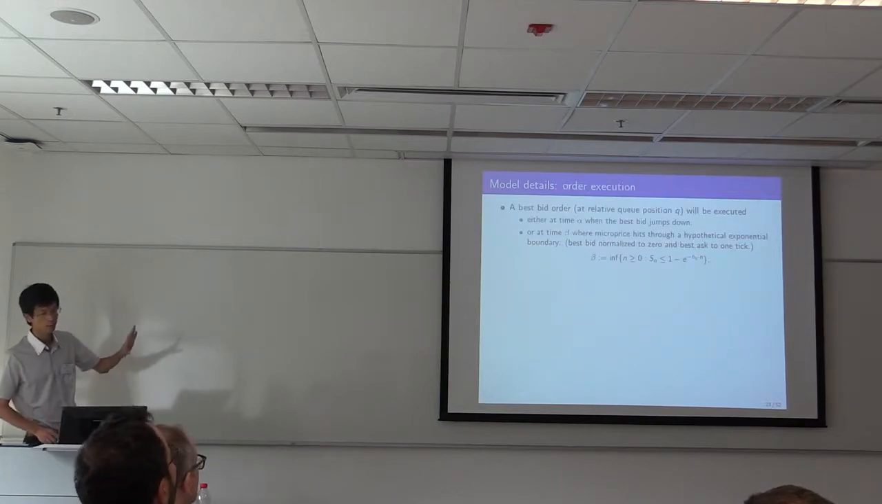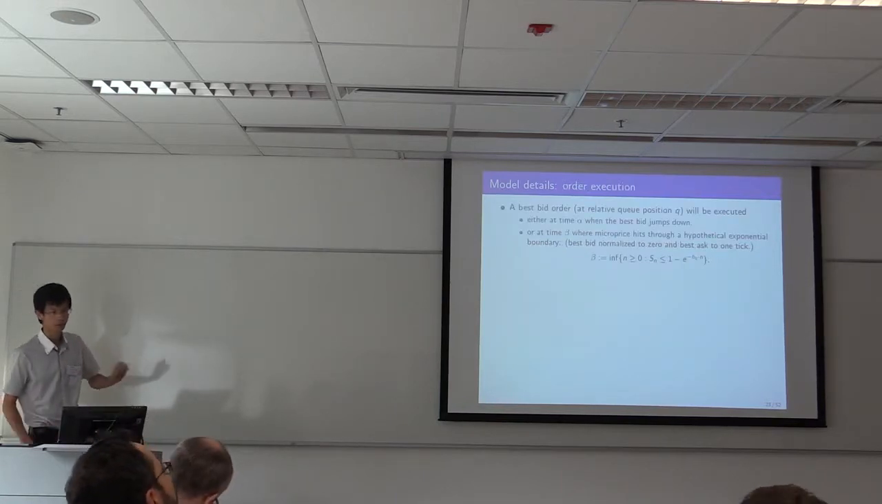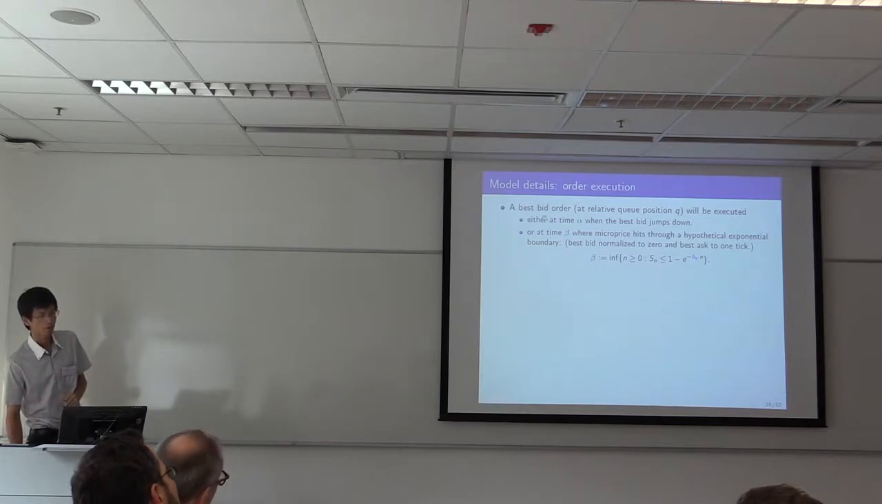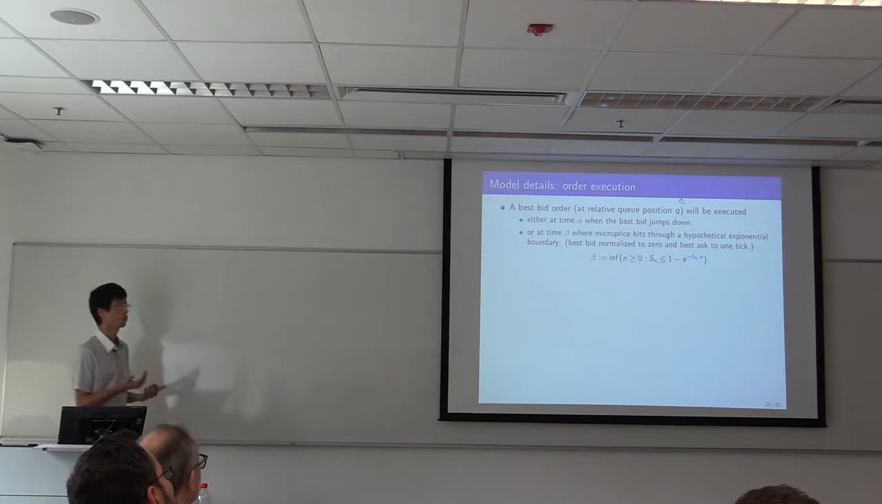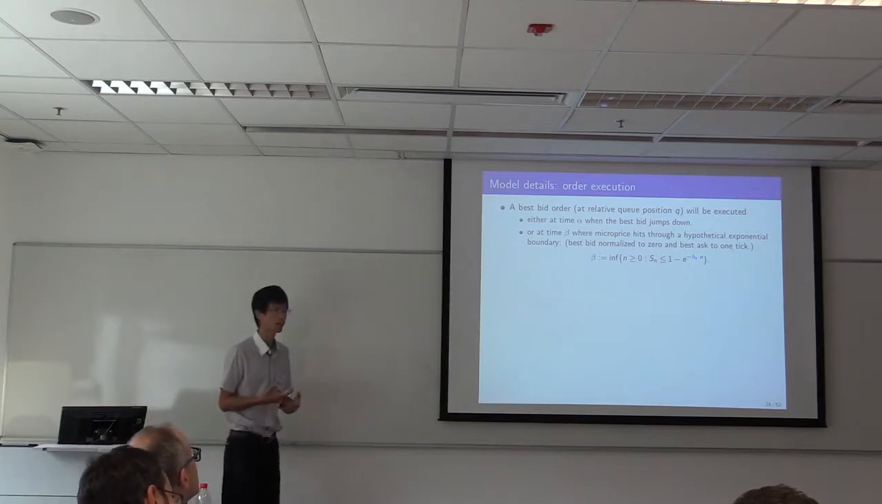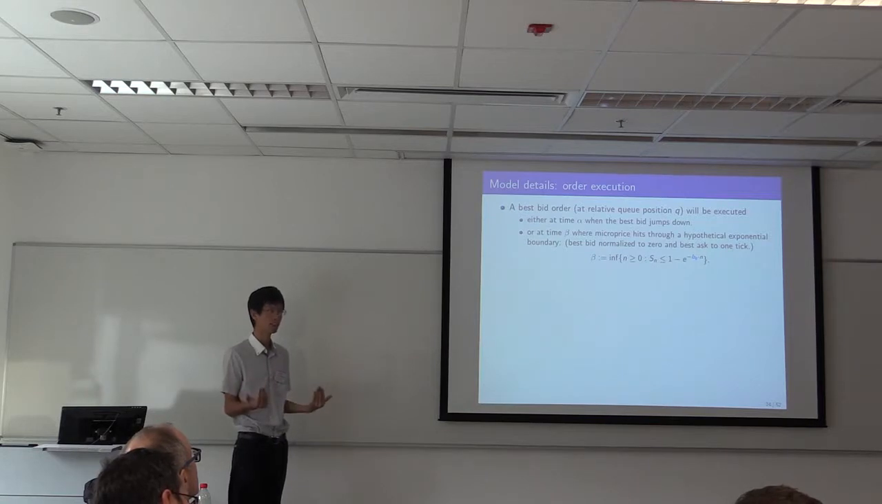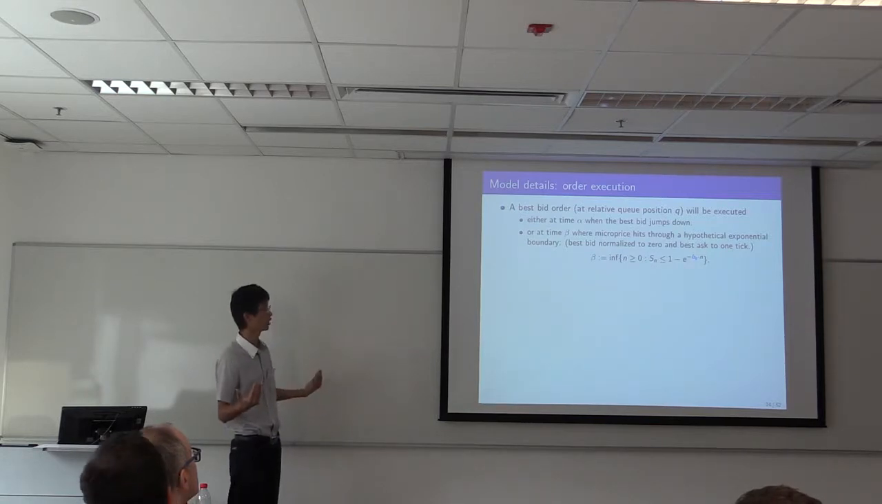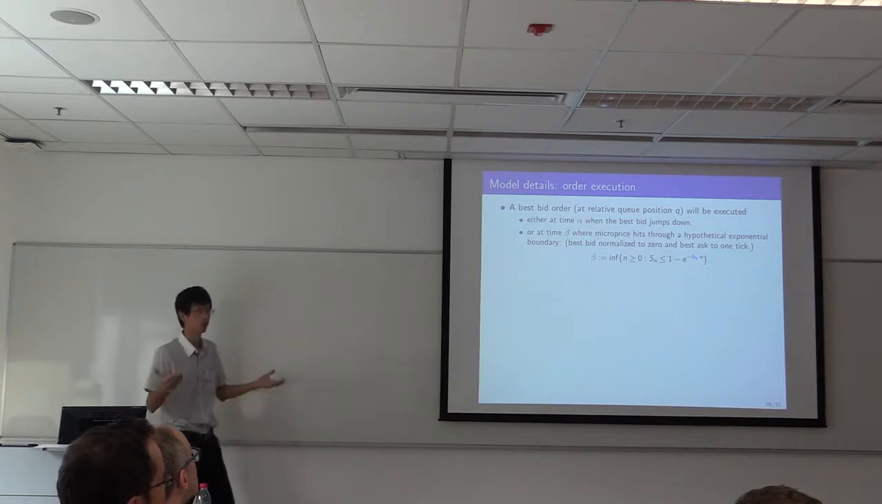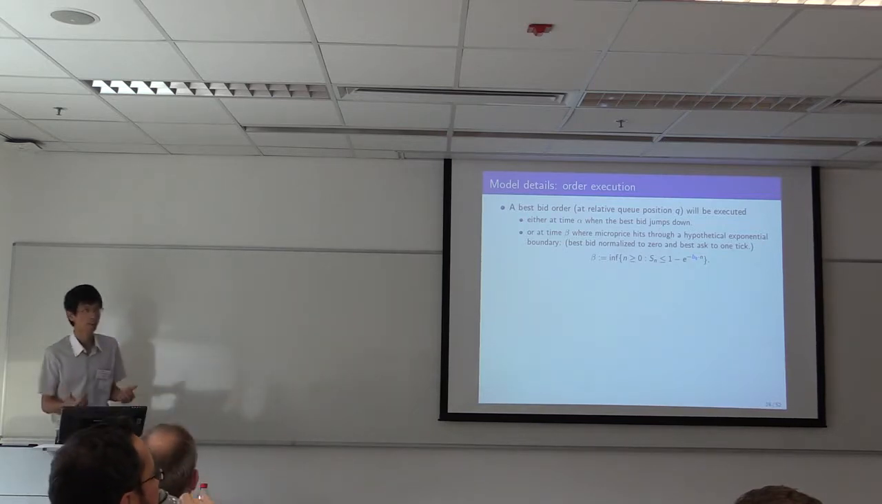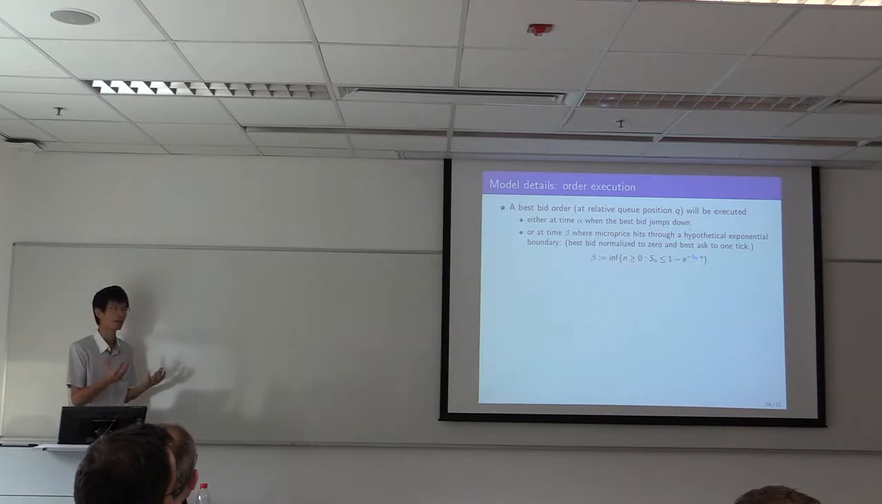The second component is about order execution. We will propose the following model. If we have a best bid limit order with relative queue position Q, it will be executed either at a random time alpha when the best bid jumps down. Of course, this is a very conservative estimate, because when the best bid jumps down, the whole queue at this level is depleted and your order is filled. But this is a bit conservative or pessimistic.